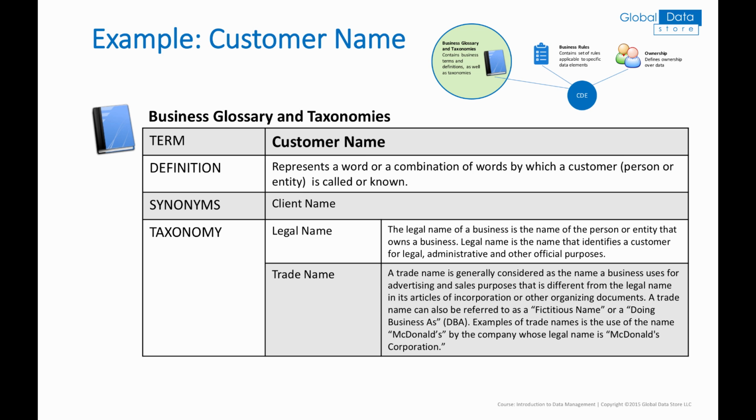Let's say we have a data element named customer name, and the element is tagged as critical. Please note that, going forward, we will use the acronym CDE for critical data element. So, let's collect business metadata for the customer name CDE, starting with the glossary part.